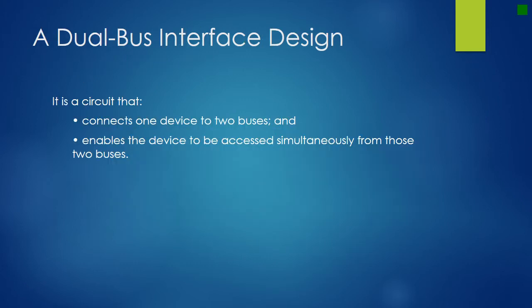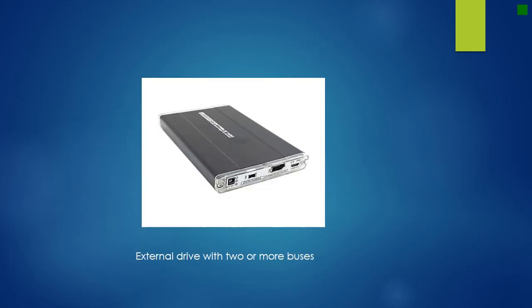A dual bus interface design is a circuit that connects one device to two buses and enables the device to be accessed simultaneously from these two buses. Being able to access from both buses at the same time is the key for a dual bus interface. Here is an example, an external DVD which may have two or more buses, the USB and the 1394, that can be connected.